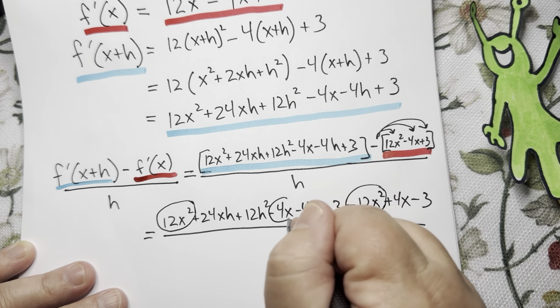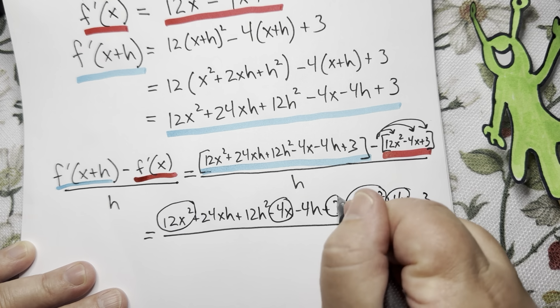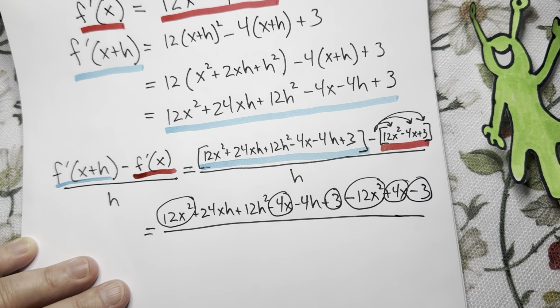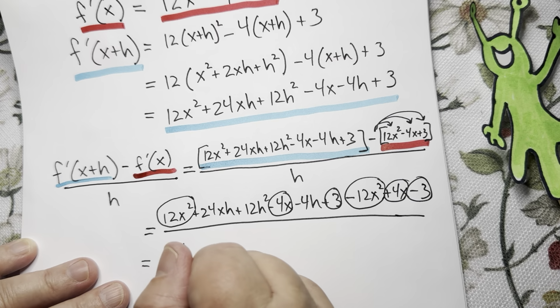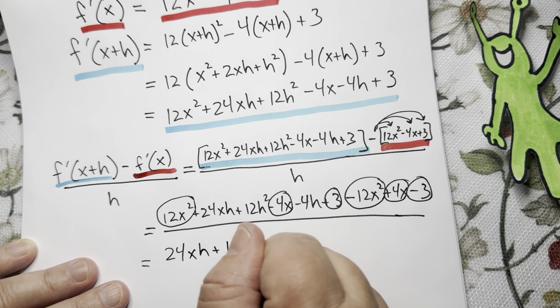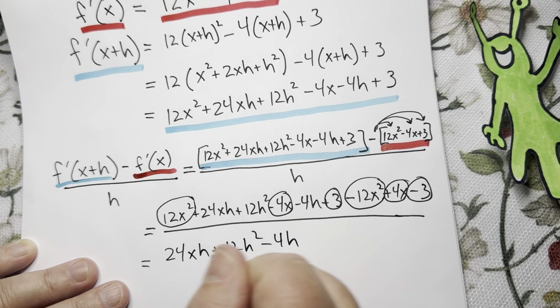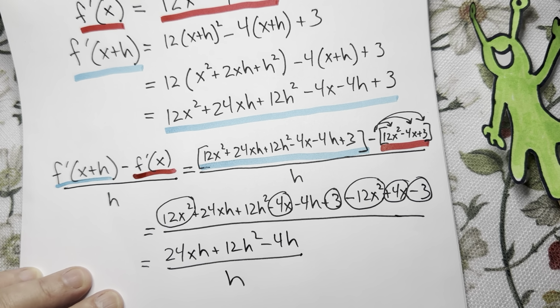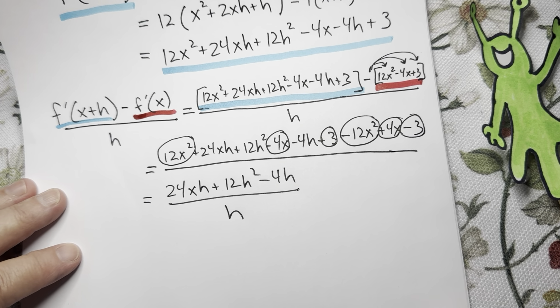Oh, let's see, there's the minus 4x plus 4x and the plus 3 and the minus 3. They all cancel out. And then we get 24xh plus 12h squared minus 4h all over h. Woohoo, a lot shorter than the previous one, huh?